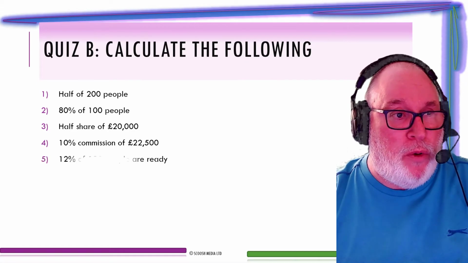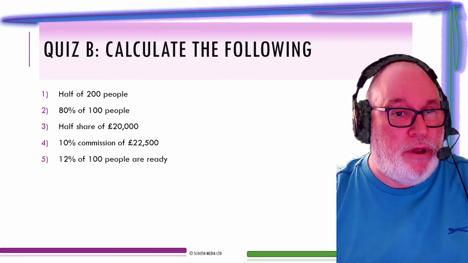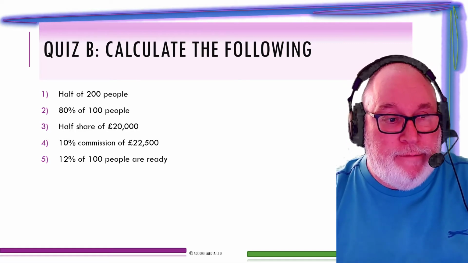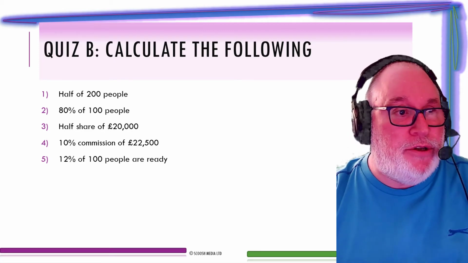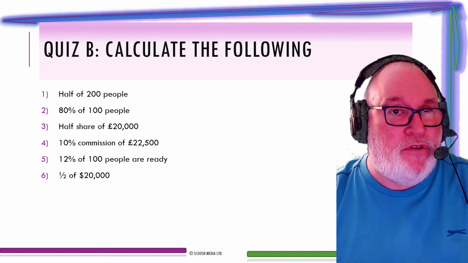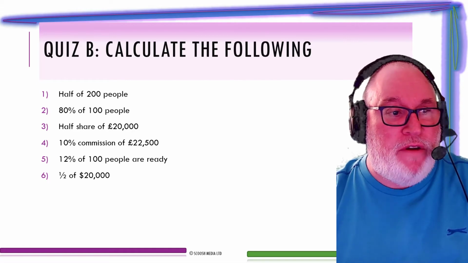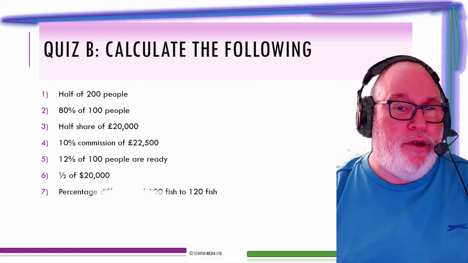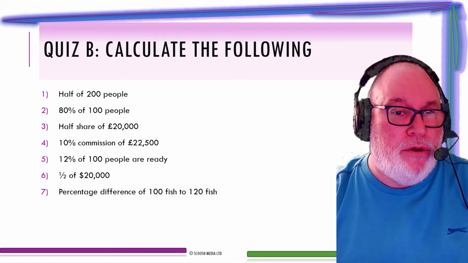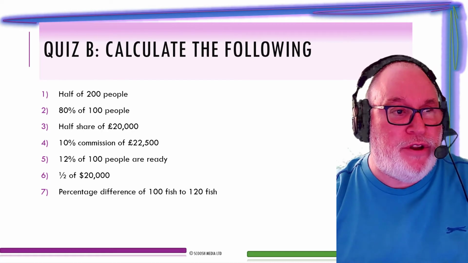12% of 100 people are ready. How many people are ready? You can even tell me how many are not ready. Number 6. A half of $20,000. Number 7. A percentage difference of 100 fish to 120 fish. So the original is 100 fish. Tell me the percentage increase of it moving up to 120 fish.